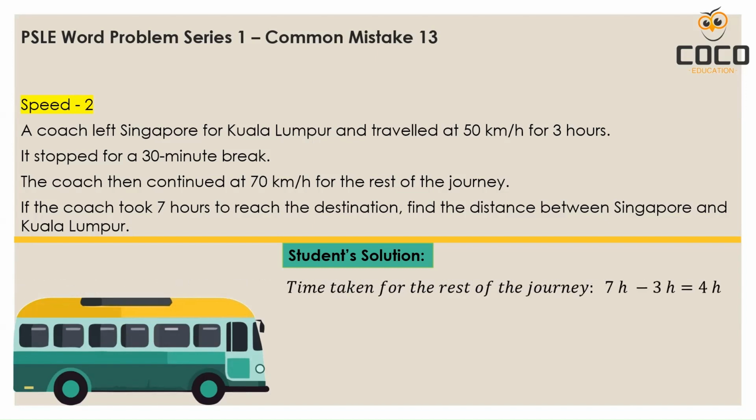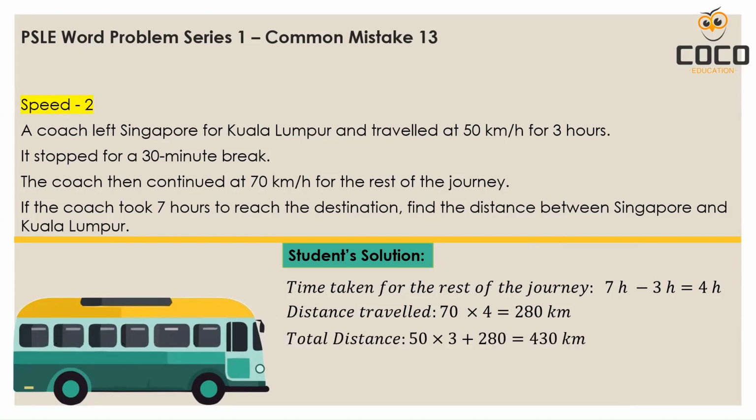This student first calculated the time taken for the second part of the journey. 7 minus 3 equals 4 hours. He then multiplied the speed of 70 km per hour by 4 hours and got 280 kilometers. Hence, adding 280 kilometers to the first part of the journey, 150 kilometers, to get 430 kilometers. I believe his mistake is very obvious. He didn't subtract the 30 minutes of break time from the total time.